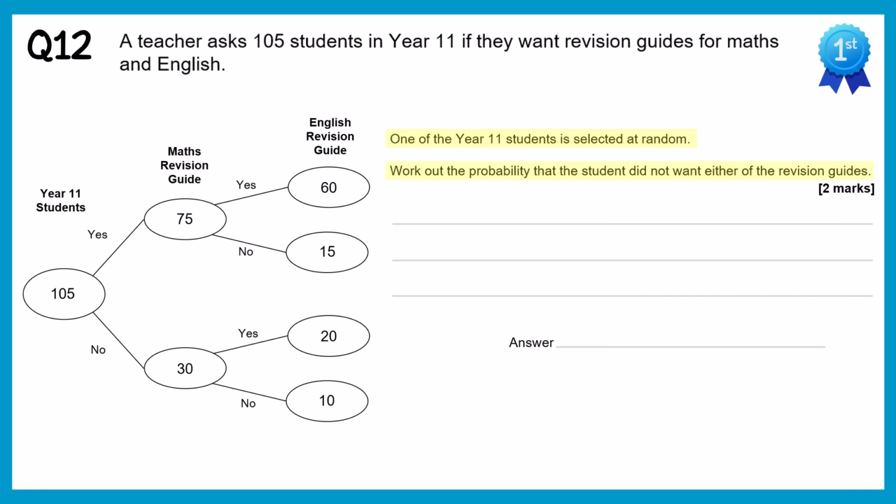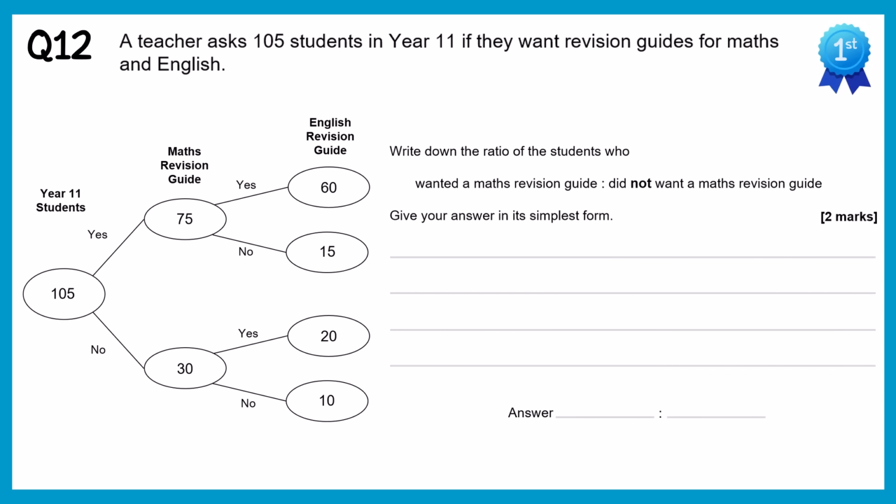To find the students that don't want either of the revision guides, we need to answer no to both of these questions. So that will be these 10 students down here. They said no to a maths revision guide and also no to an English one. To write this as a probability, we need to write it as a fraction of all of the students. We can see from the frequency tree that there are 105 students in total. So the probability will be 10 out of 105.